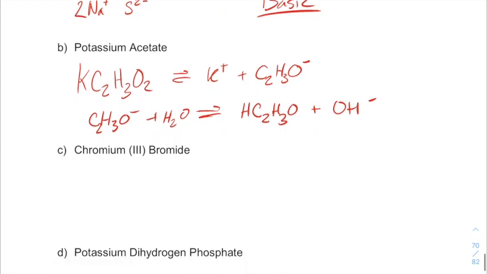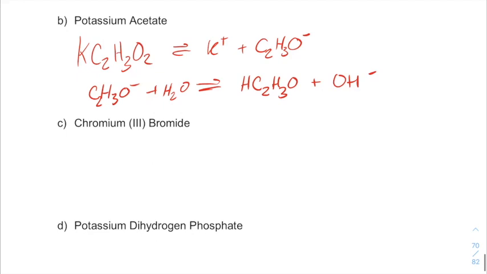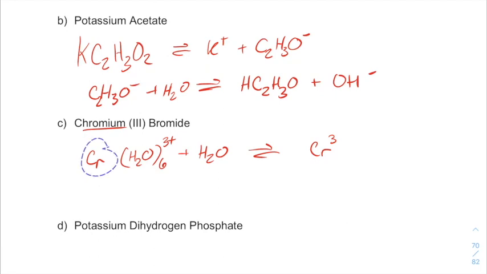Okay, chromium bromide. We know that bromide is not a danger because that's part of a strong acid, hydrogen bromide, or hydrobromic acid. But the chromium 3+ will attract hydroxides in solution, and so we would be looking at something like chromium 3+, which has some amount of waters around it. I don't know how many. Let's put 6 for sure. Plus an H2O, and we should probably put this on the opposite side here.